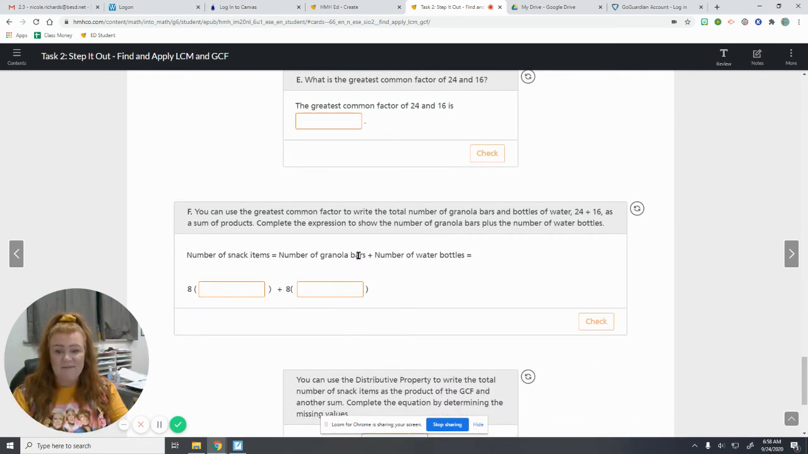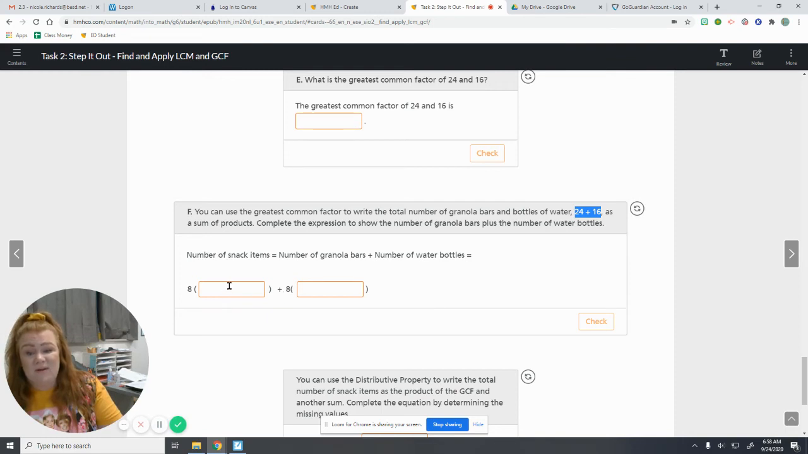Okay, then part F says that we can also use the distributive property here to write these problems and figure this out. So we have 24 and 16 as a sum of our products. So I do one group of 24, the answer is 24. I do two groups of 12, the answer is 24. So it's saying if I add my granola bars and my water bottles together, we're trying to figure out how many there are. So we know the greatest common factor was 8.